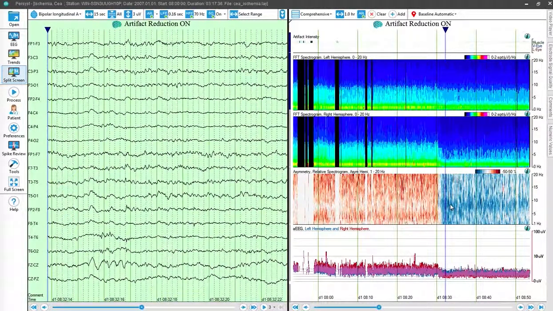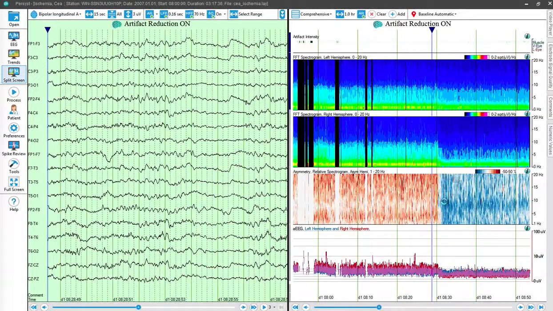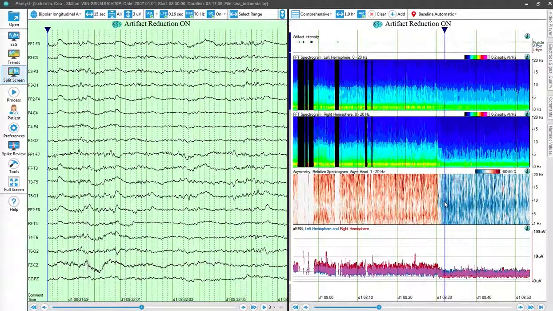Well, with relative asymmetry, we can see that we have change where left is predominant versus right. The question naturally is, did the left become more prominent or did the right fall away? That's where the AEG trend, or any amplitude trend, really can be helpful.